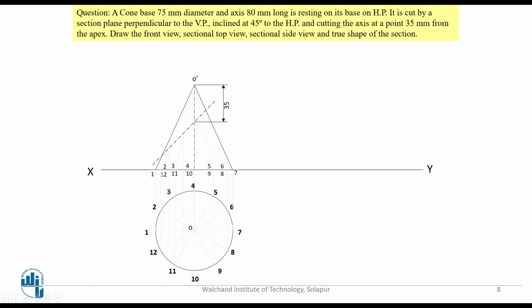Okay, we have drawn the circle and divided it into 12 equal parts, or sometimes you can go for 8 equal parts, as per your convenience. Then you have this as the front view and this one as the top view. All the construction work should be drawn with thin lines. Then you set a 45 degree line passing at 35 millimeters from the apex.